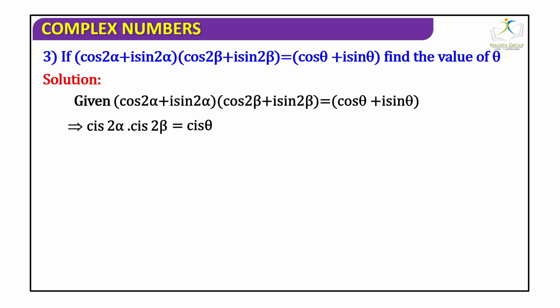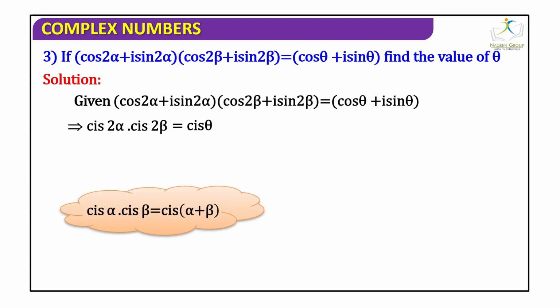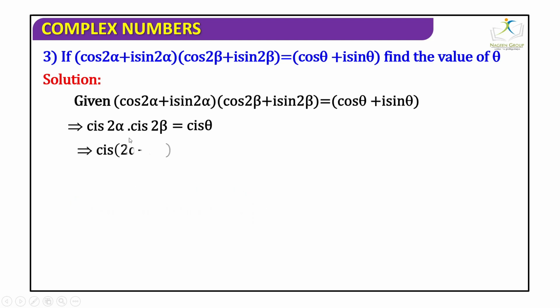Now from here we can apply the formula. What is that formula? We have here cis alpha into cis beta, it is equal to cis of alpha plus beta. We have a formula here: cis of alpha into cis beta is equal to cis of alpha plus beta. So if you are multiplying these two, you can add them also. So that will be cis of 2 alpha plus 2 beta, right? Now from here cis of 2 alpha plus 2 beta equals cis theta. So you compare theta here. Theta will be equal to 2 alpha plus 2 beta. 2 you can take common, and that will be equal to alpha plus beta.